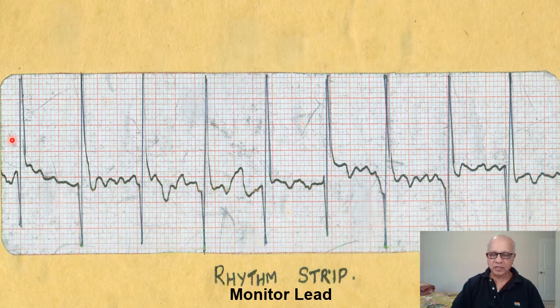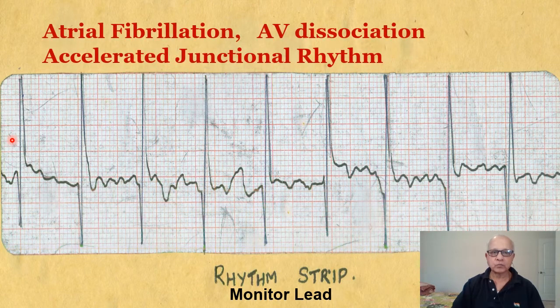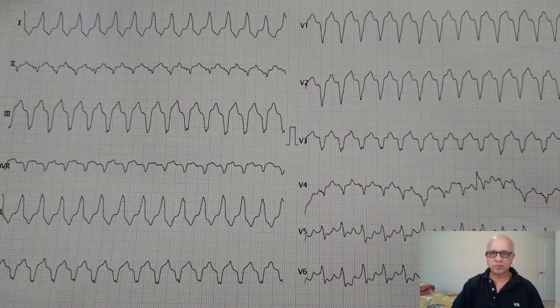I am sure you would have at least partly diagnosed, and if somebody has diagnosed all these things in this, I think he deserves a 100% mark. Good. Now we'll go on to the next ECG. So it was atrial fibrillation, AV dissociation with accelerated junctional rhythm, cause being digoxin toxicity.